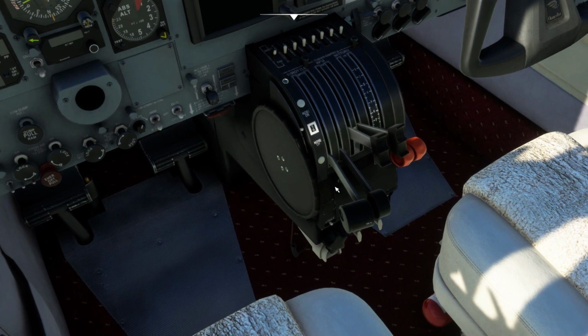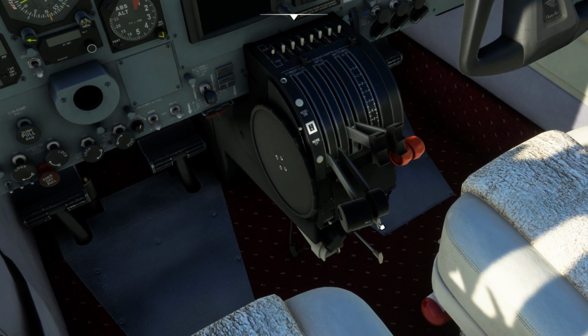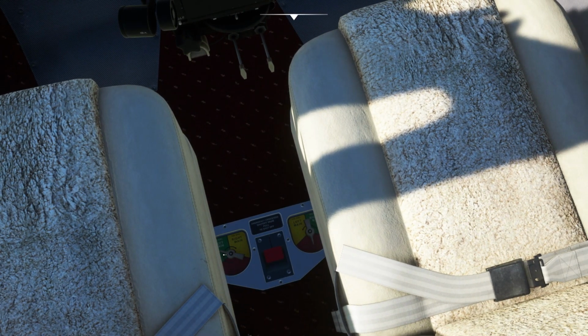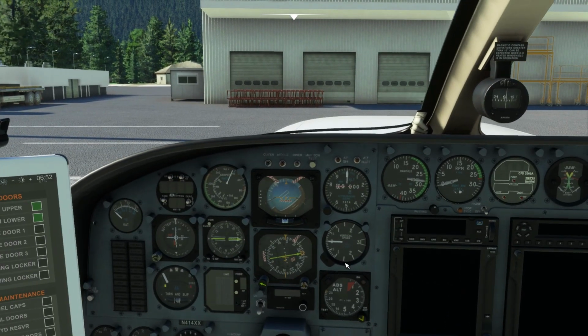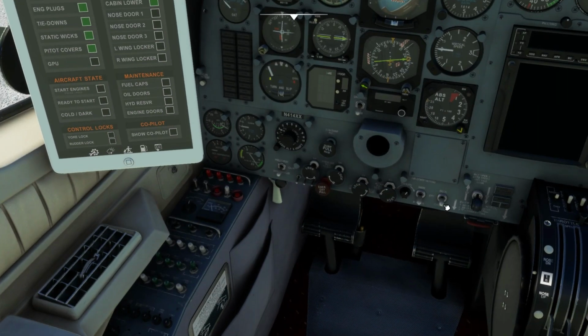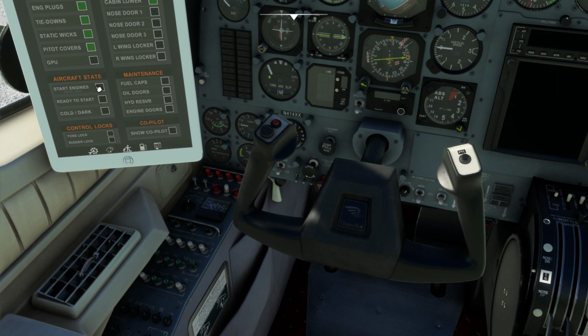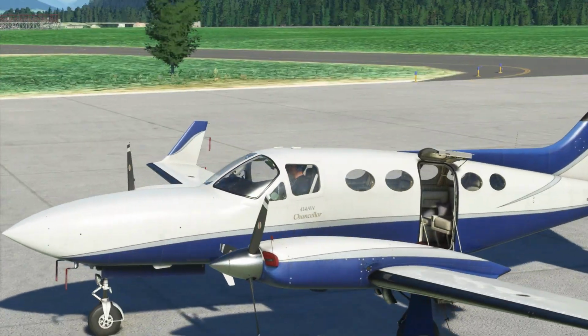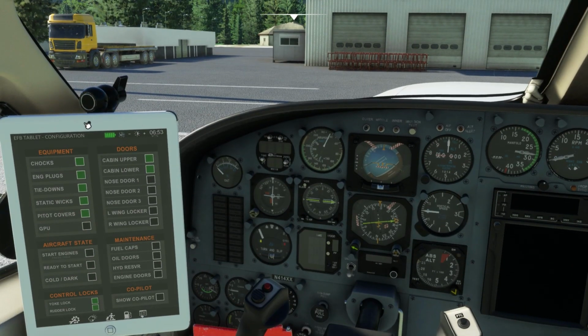I shouldn't put the plugs in, but just to finish up along, because this is gonna be quite long. I'm gonna push this and that, and then okay, so yoke lock and rudder lock. And that's that.